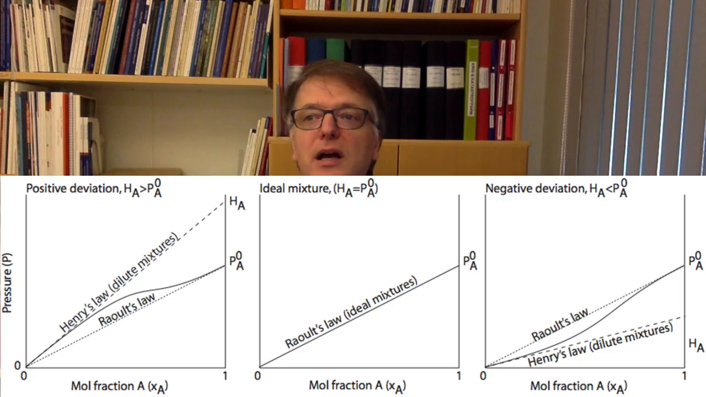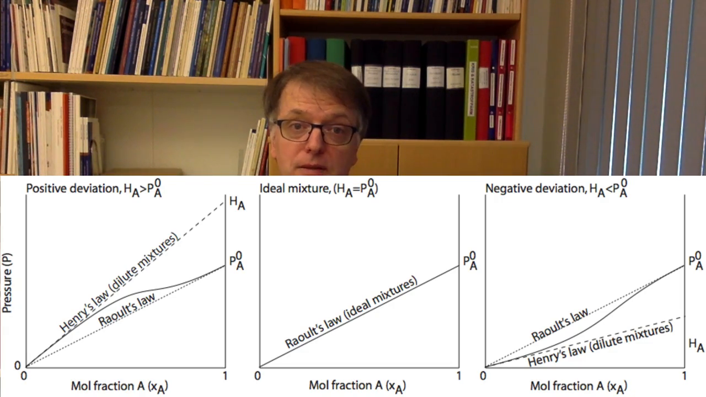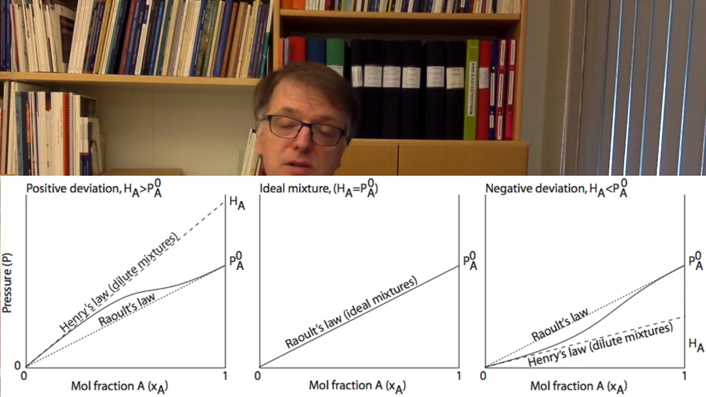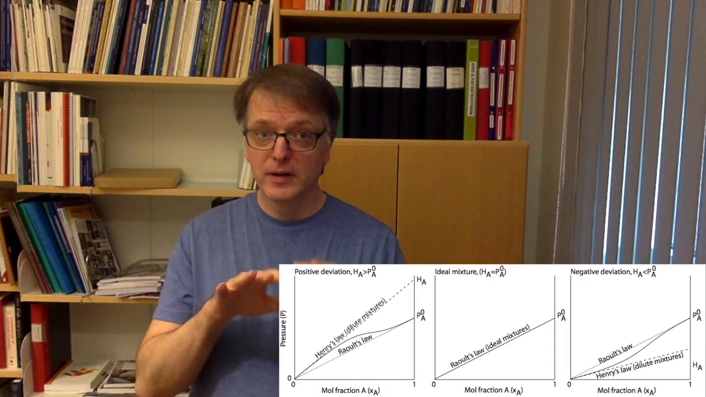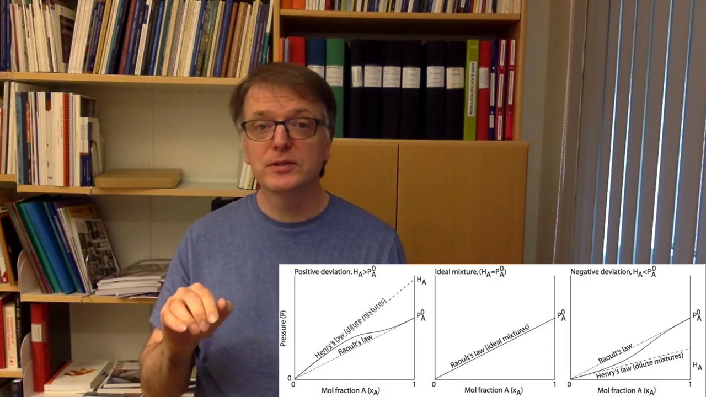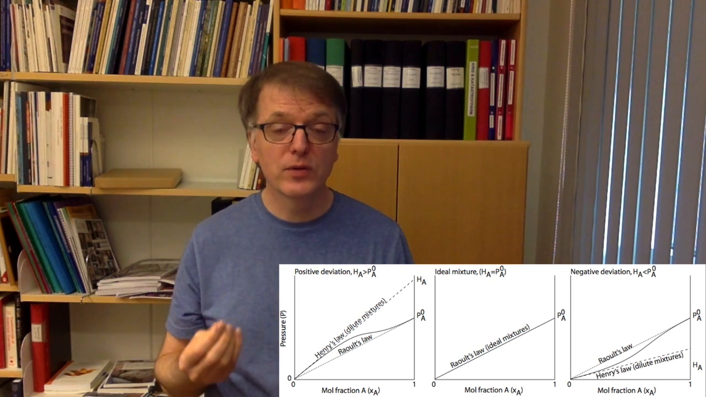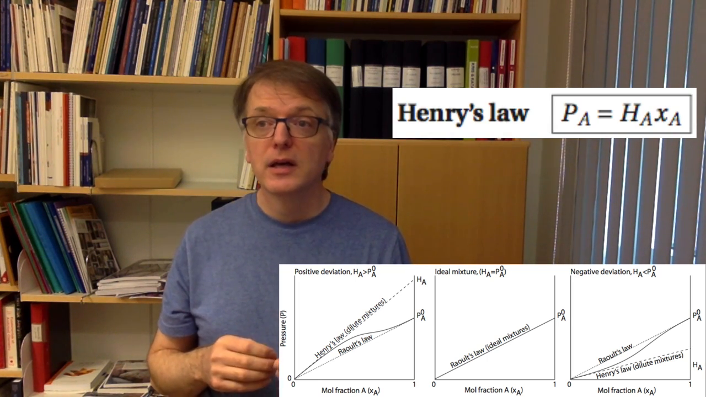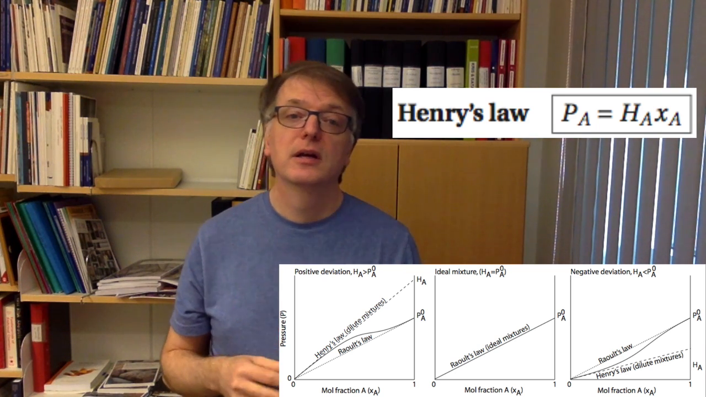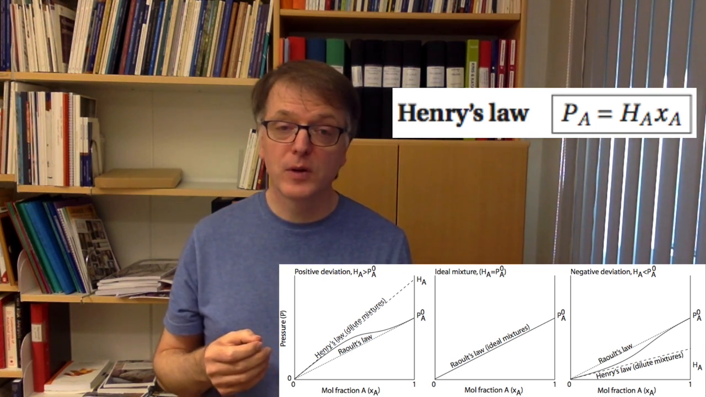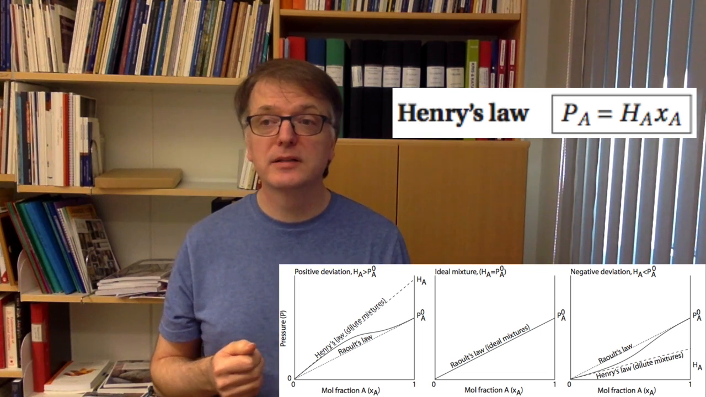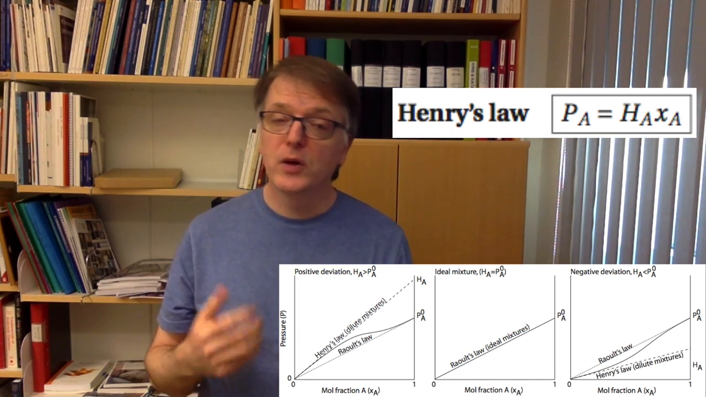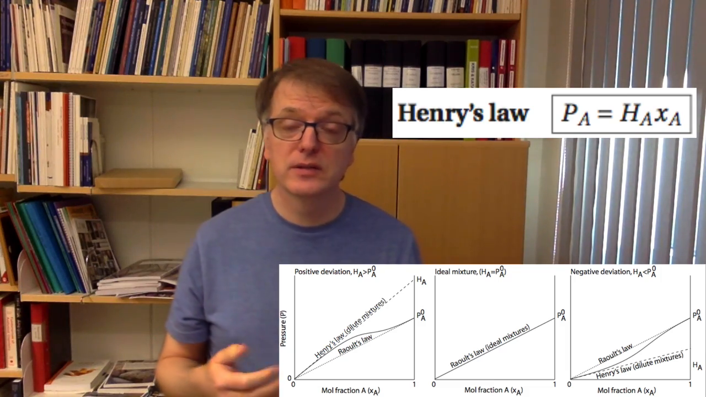At low concentration, there is a linear relation between the partial pressure and the composition. And that's called Henry's law. So the partial pressure over this mixture at low contents of this substance is Henry's constant times the composition, so xA times hA. And the only way to get to Henry's constant is to make measurements.